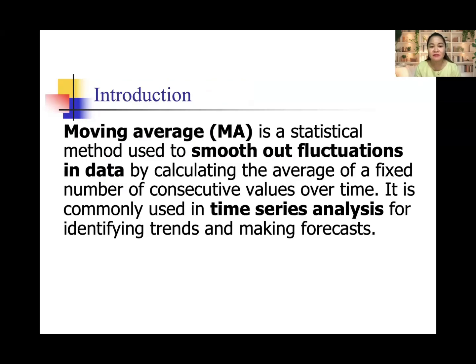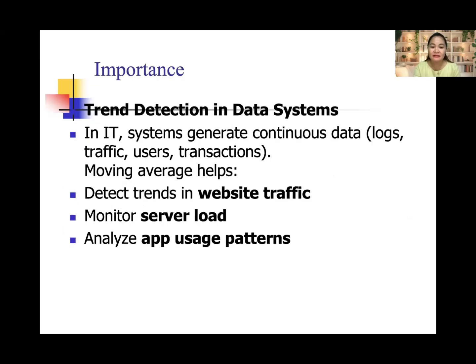This is a statistical method used to smooth out fluctuation in data by calculating the average of a fixed number of consecutive values over time. So this is commonly used in time series analysis for identifying trends and making forecasts for a given report in that week, or in the months, or in a year. You can predict or forecast the following time.